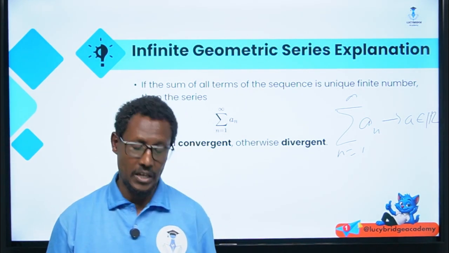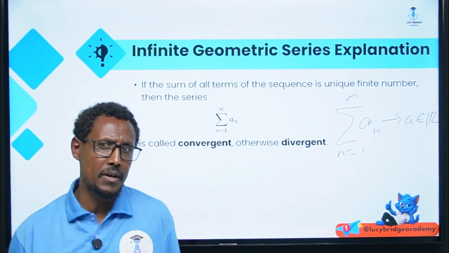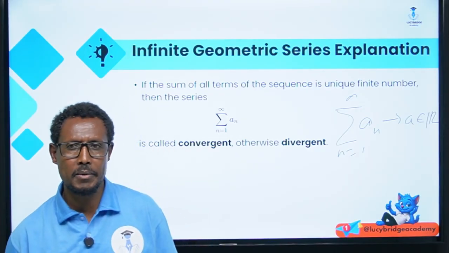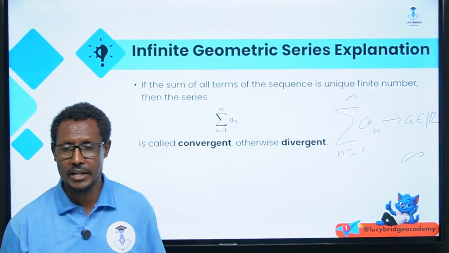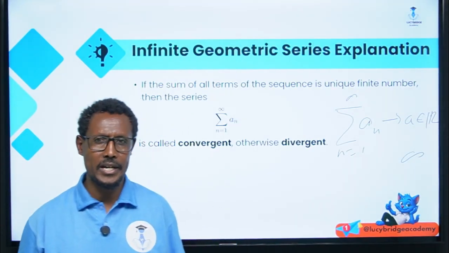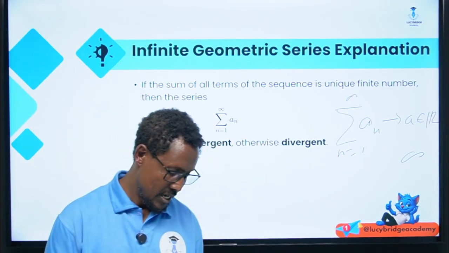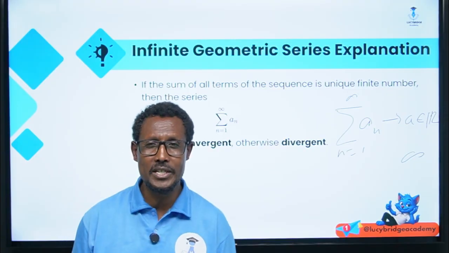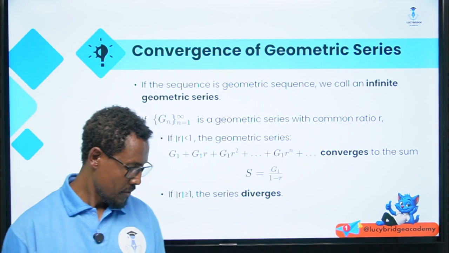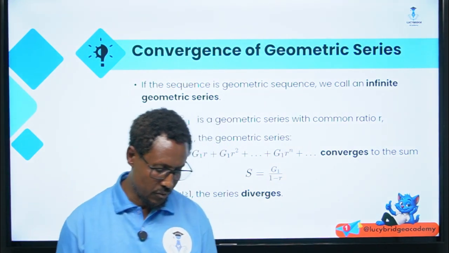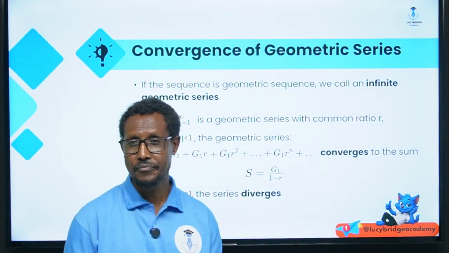Otherwise, that means if it is not a unique number, it may be infinite, or it may not be unique again. In that case, it is a divergent series, okay? Simply, if a series is not convergent, it is divergent. If the sequence is a geometric sequence, we call it an infinite geometric series, all right?